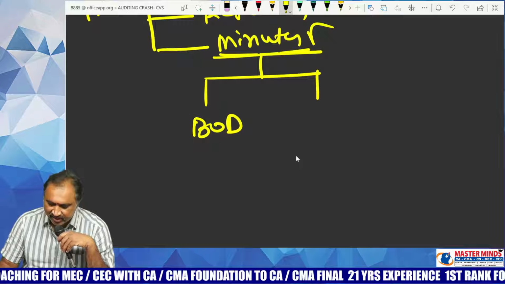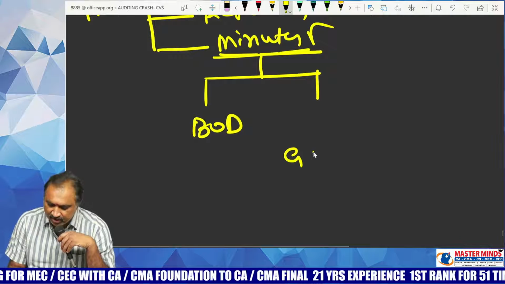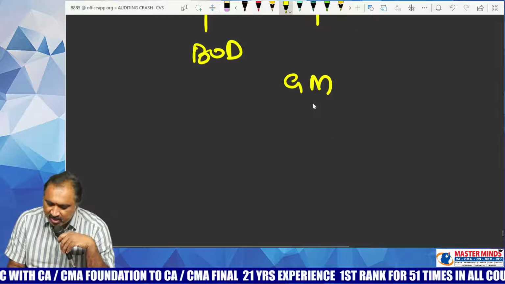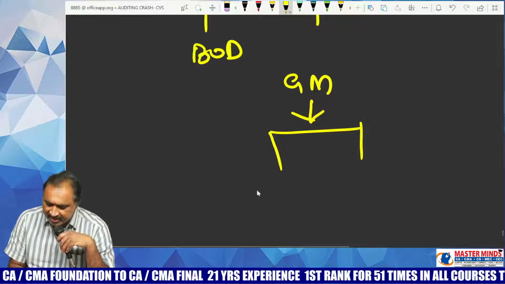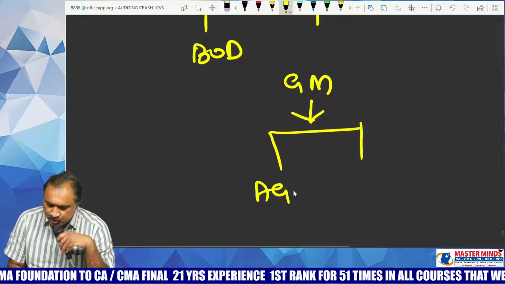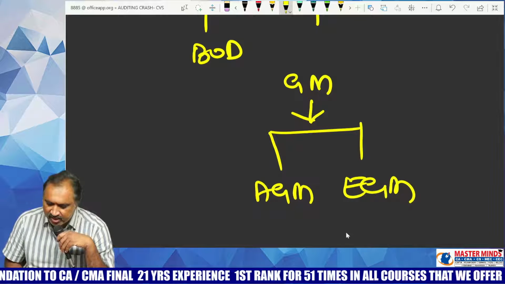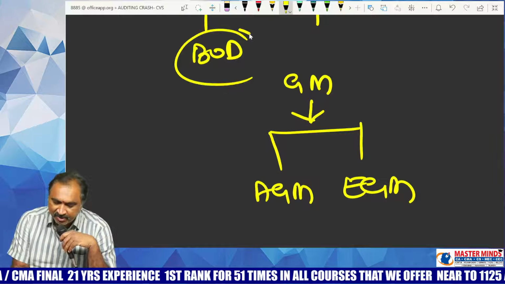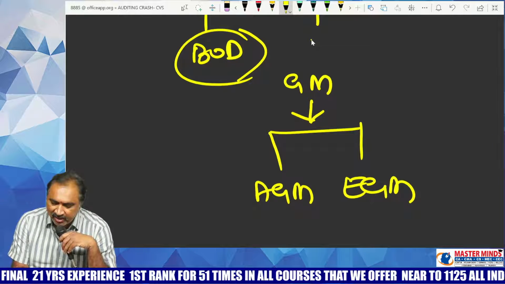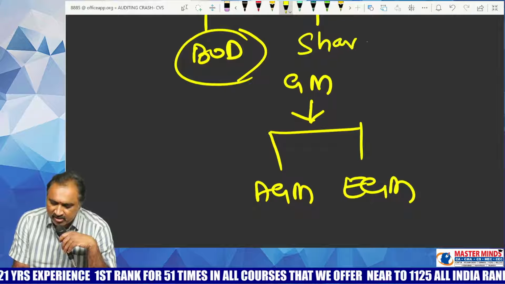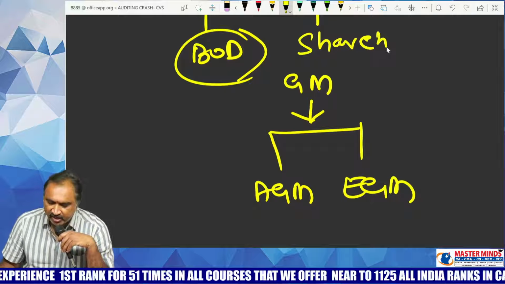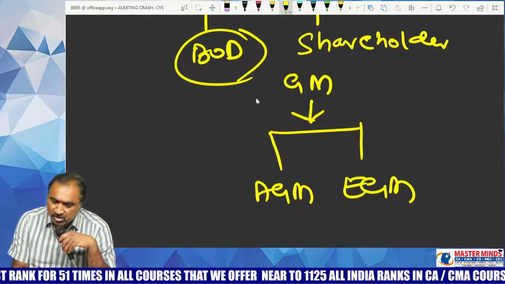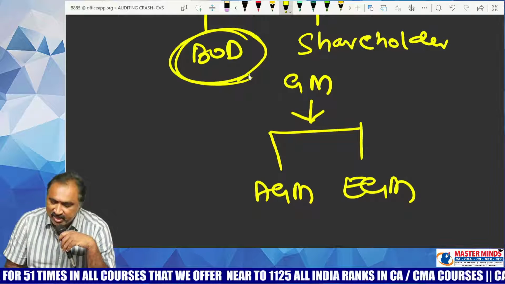You know very well that general meetings of a company are nothing but meetings of the shareholders. They are divided broadly into two categories. The first one is annual general meeting. The second one is extraordinary general meeting. So whatever the meeting, whether it is the meeting of the board of directors or the meetings of the shareholders, the auditor of a company has a right of access to minutes of both the board of directors as well as the shareholders.